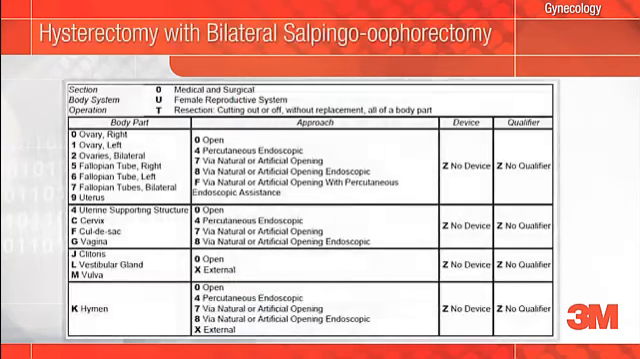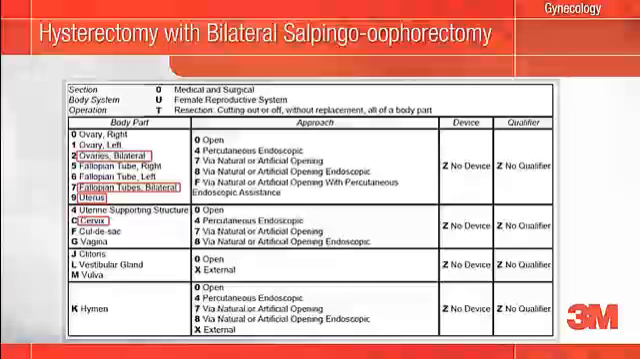Here you see the table the coder will use to construct the code for a total abdominal hysterectomy with bilateral salpingo-oophorectomy. Note the column on the left labeled body part. The coding professional will need to determine from chart documentation what body part or parts were resected. In this case, the uterus, cervix, and both tubes and ovaries were removed. 4 codes will be assigned.